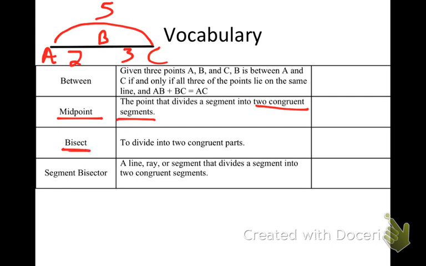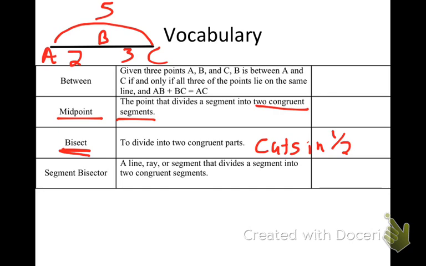Bisect. We use the term bisect a lot in chapter 1. We're going to use this one a lot. Bisect is to divide into 2 congruent parts. Bisect cuts it in half. So it'd be like the same thing as finding the midpoint. It bisects it. It cuts it in half.